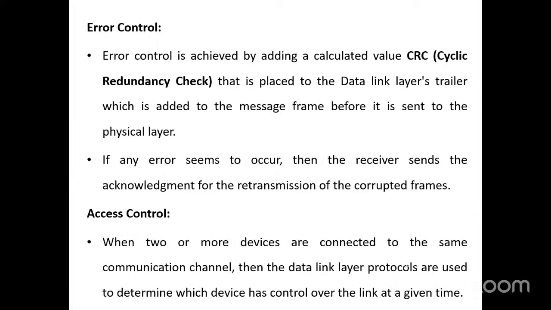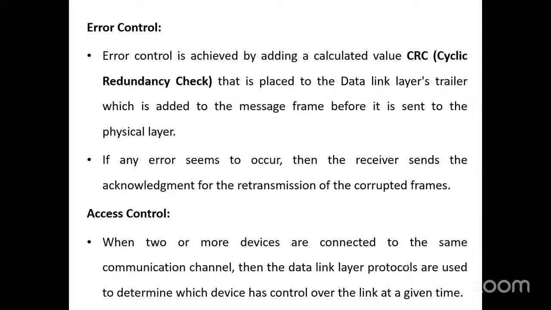Next functionality is error control. Error control is achieved by adding a calculated value, CRC. Very important keyword in the networking terminology. CRC, cyclic redundancy check. This CRC is placed in the data link layer's trailer.